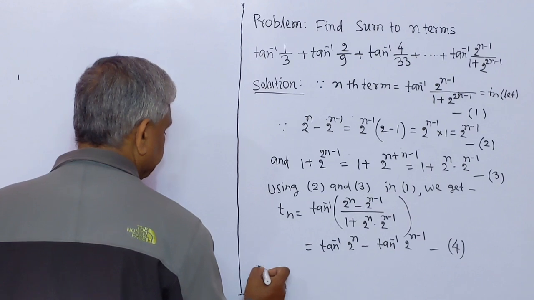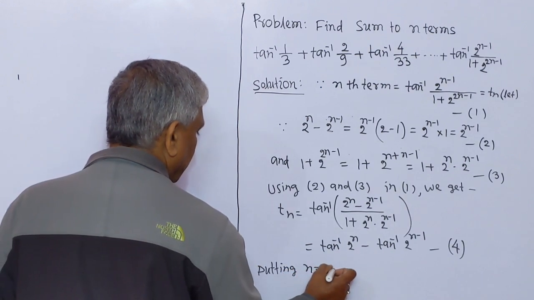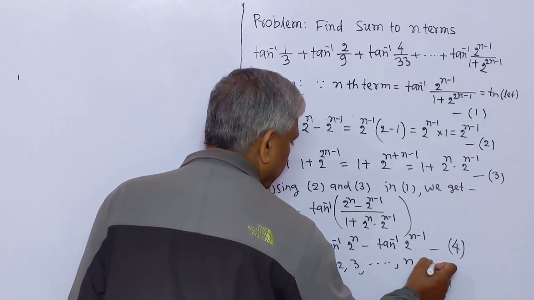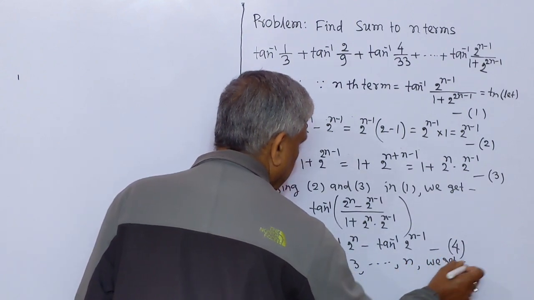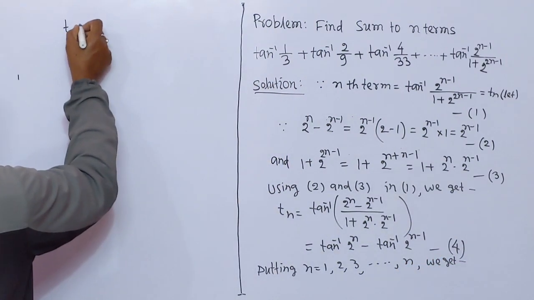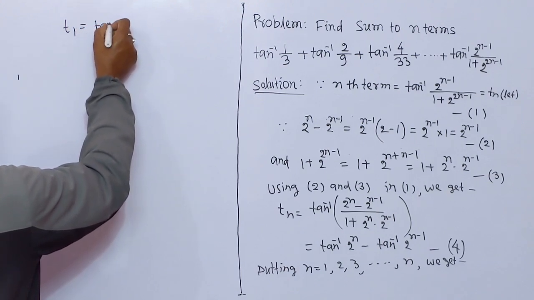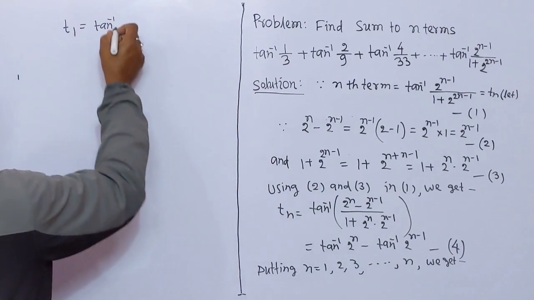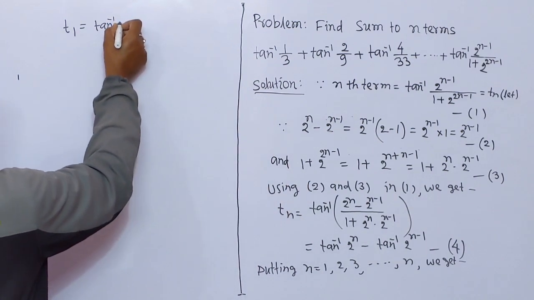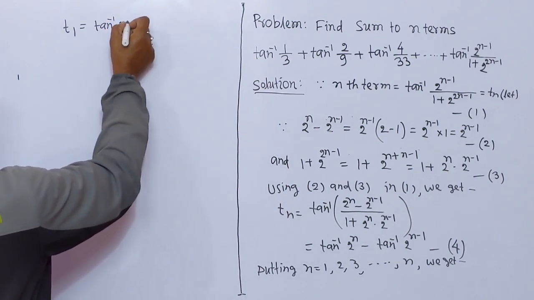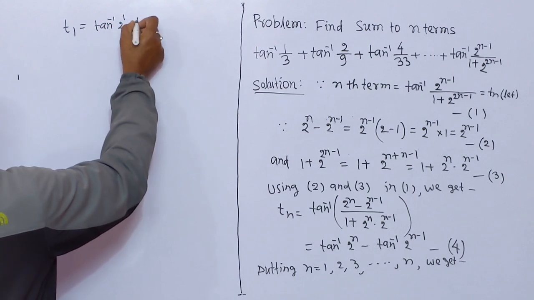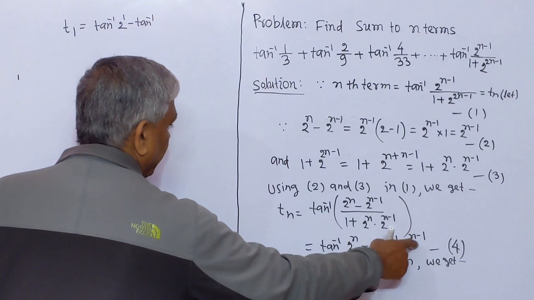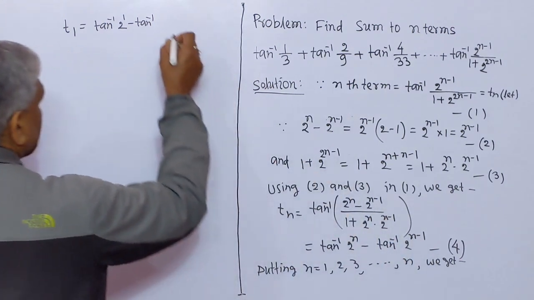Putting n equal to 1, 2, 3, ..., n, we get T1 equal to tan inverse 2 to the power 1 minus tan inverse 2 to the power 1 minus 1, that is 2 to the power 0, which means tan inverse 1.